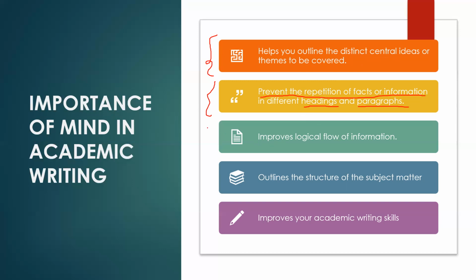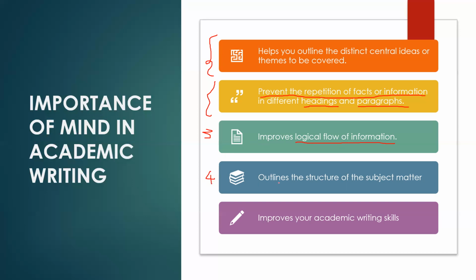So now let's look at the third one. Number three, it will improve logical flow of information. Yes. If you can prevent repetition of facts and information, it will also help you to arrange the flow of information in a logical way. So by the time you are trying to design the mind map, you would know immediately that, oh, this information should be at the top, or the other one should be at the bottom. So it will help you to arrange the flow of information in a logical way.